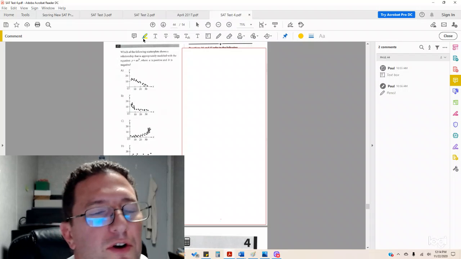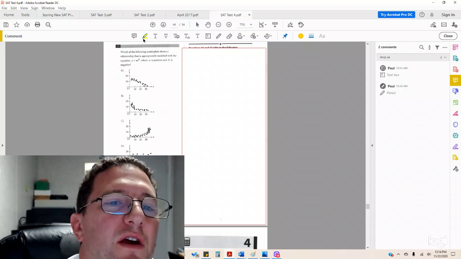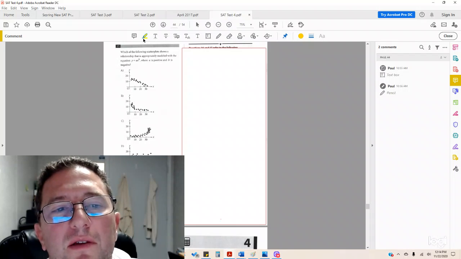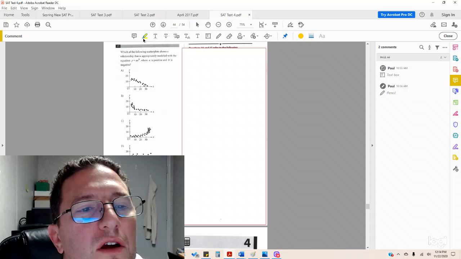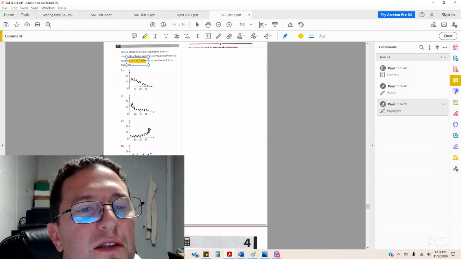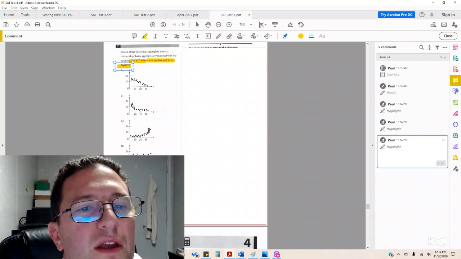Today we are going to look at Test 4, Section 4, number 15, which reads: which of the following scatter plots shows the relationship that is approximately modeled by the equation y equals ax to the b, where a is positive and b is negative.